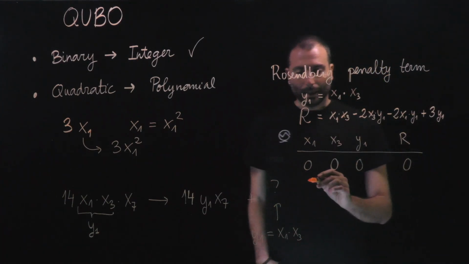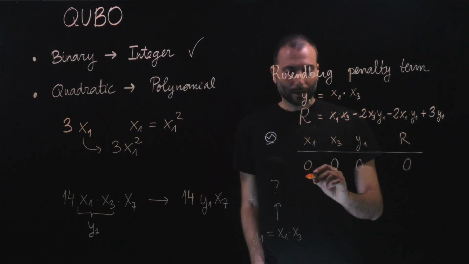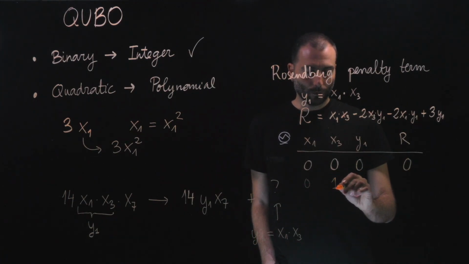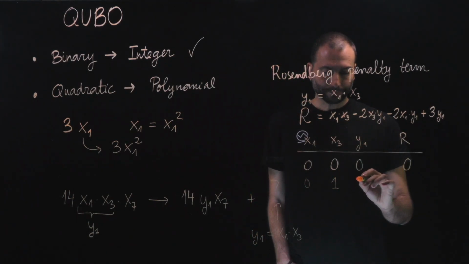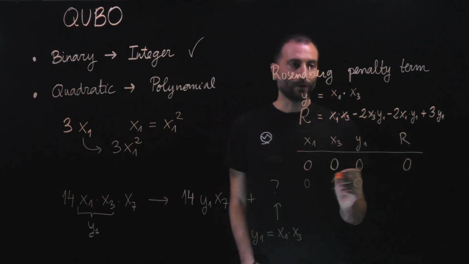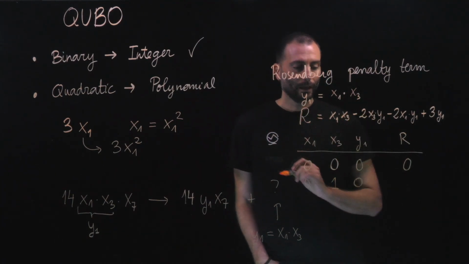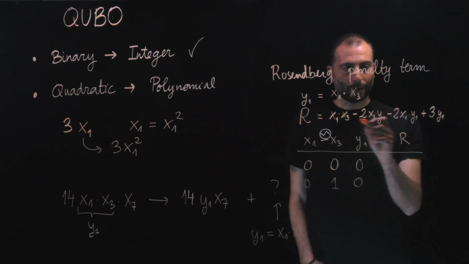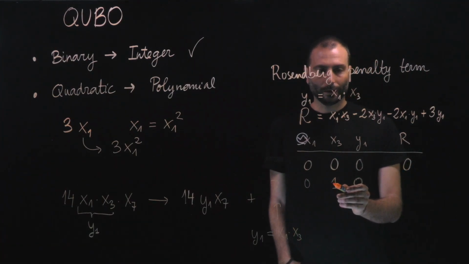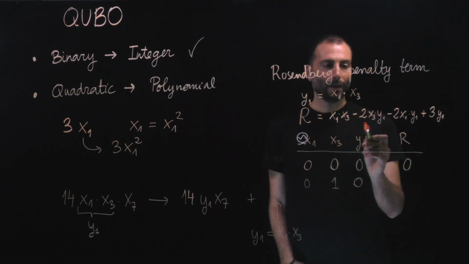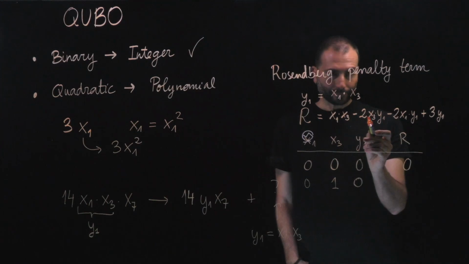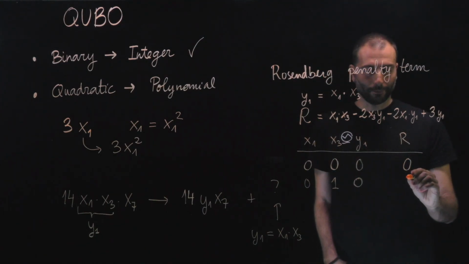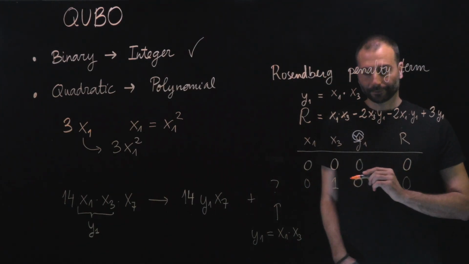Okay, if x1 takes the value 0, x3 takes the value 1, and y1 takes the value 0, which fulfills this condition here, right? Then the penalty term, with the calculation, everything is 0 except for x3. We notice that this penalty term takes the value 0.